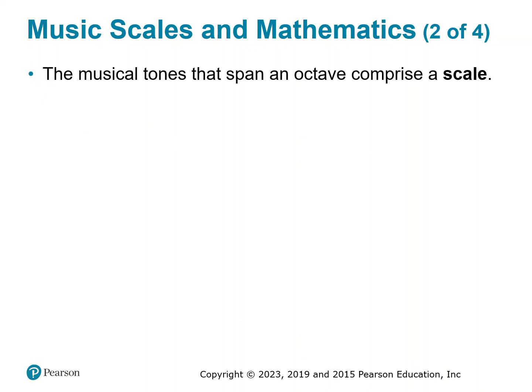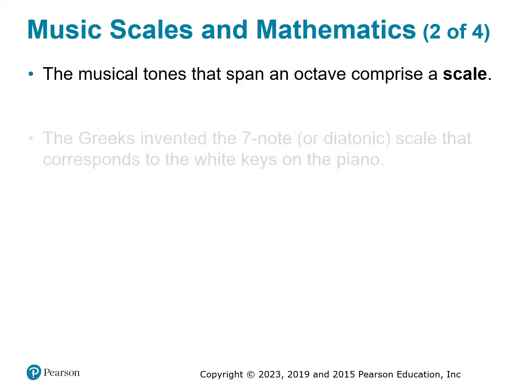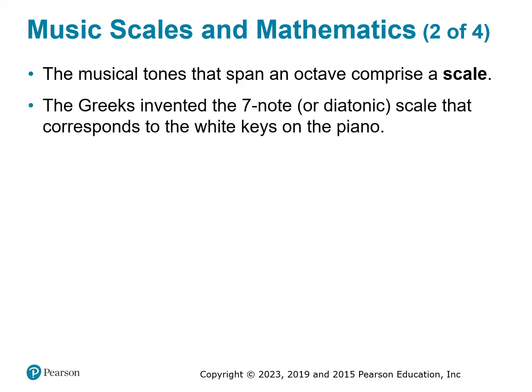So the musical tones that span an octave comprise a scale. The musical tones that span an octave, right, comprise a scale. Most of us are familiar with the 7-note or diatonic scale that corresponds to the white keys on the piano. You may wonder why it's 7 notes. If we start at A, B, C, D, E, F, G.